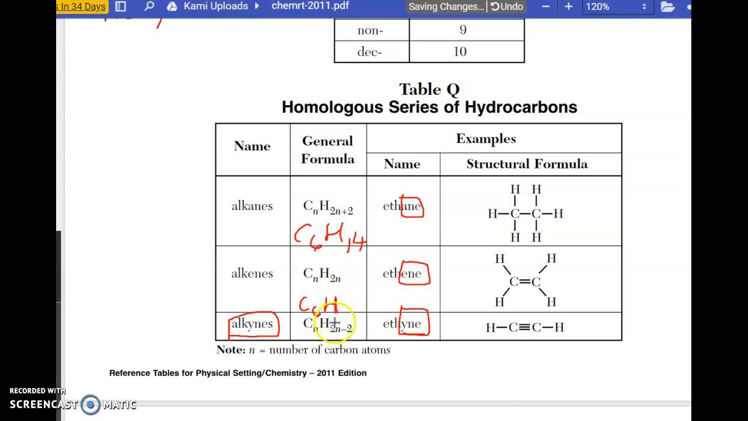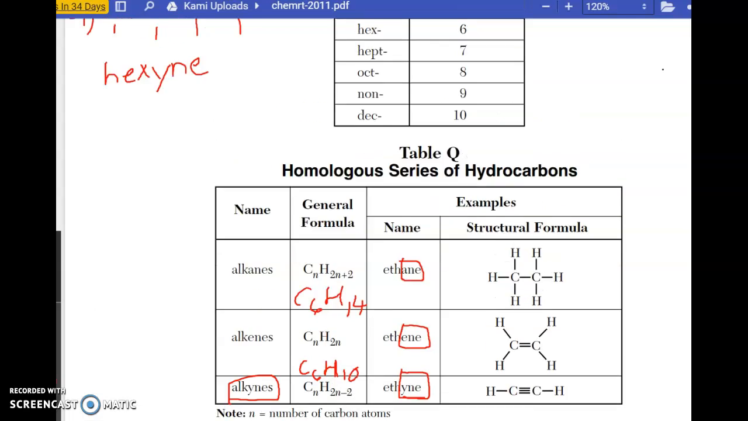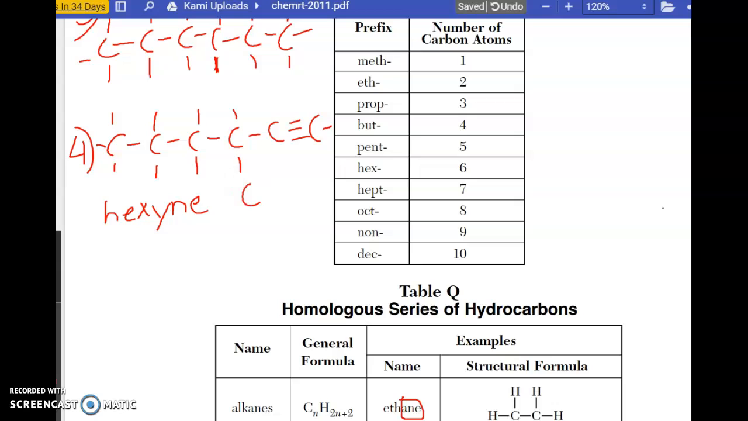Again, we're going to use the little formula right here. 2 times N, and N is 6. We figure that out because it's just how many carbons there are. That will always be your N, just how many carbons there are. So 2 times 6 is 12, except now it's minus 2. So it leaves us with 10. So C6H10 is the formula for this guy.